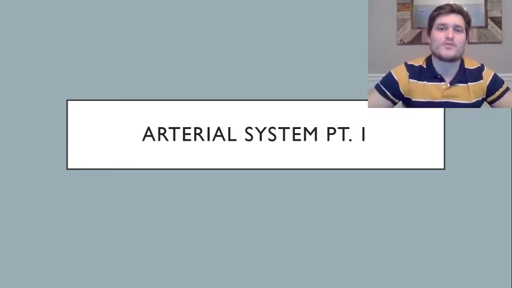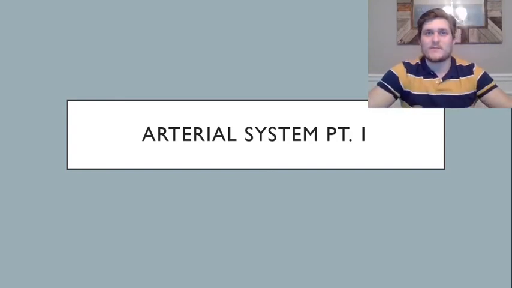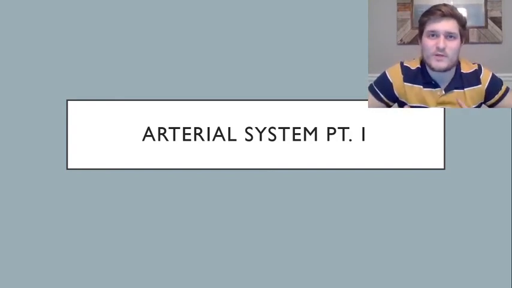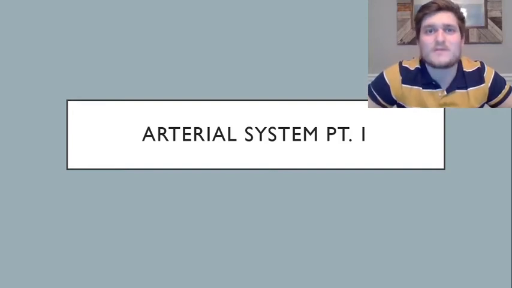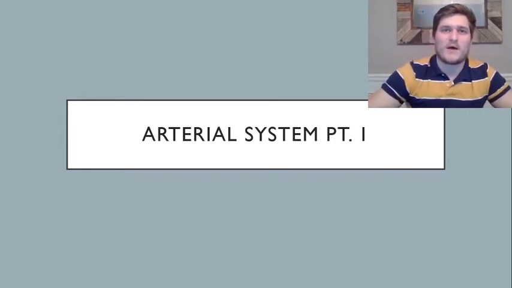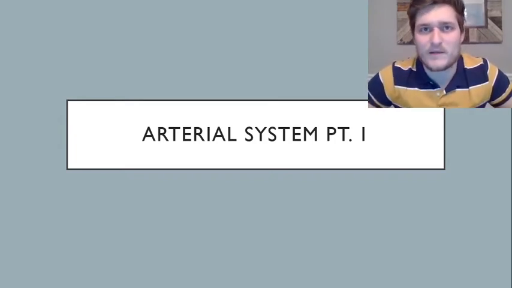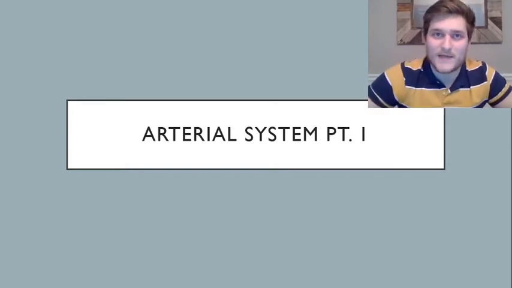Today we are going to talk about the arterial circulation, the arterial system. We're going to introduce the major functions of the arterial system and then talk about how the arterial system serves as a hydraulic filter in order to keep up the continuous flow of blood and in order to maintain regulation of our cardiovascular system.